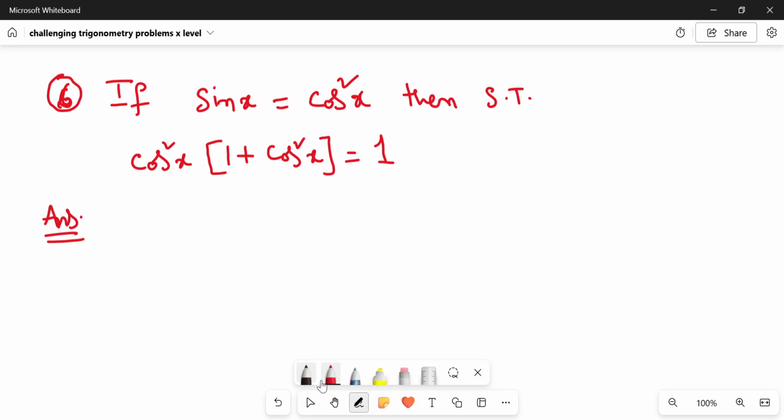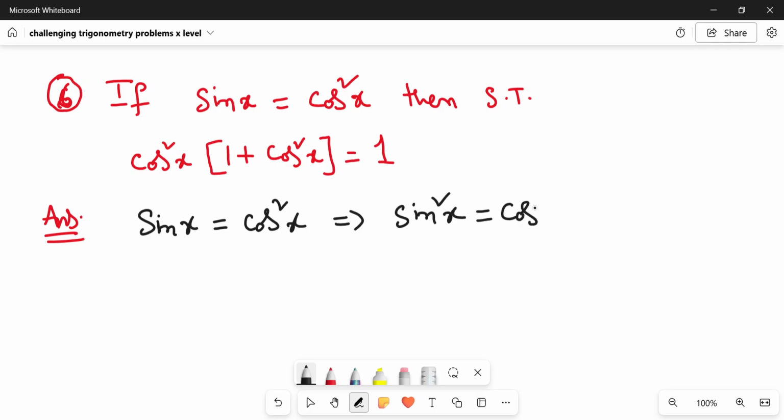This is a very easy problem, but somewhat tricky actually. So sin x is equal to cos square x, that is what they have given us. If I square it on either side, I can say that sin square x is equal to cos power 4x. So if I see the cos power 4x, I can replace it with sin square x. So this is the crux, you can see.